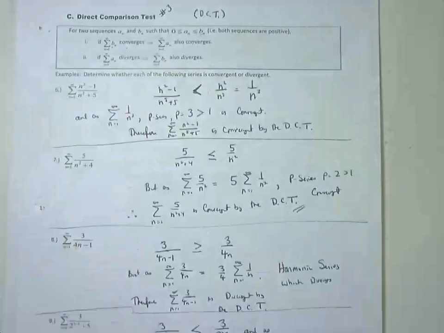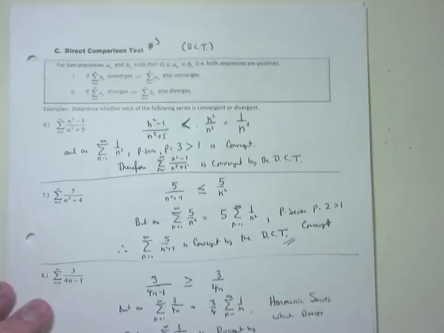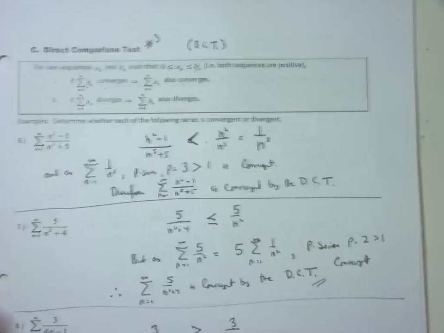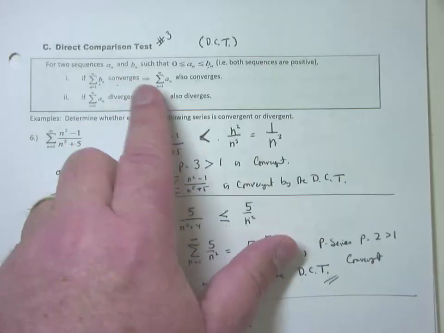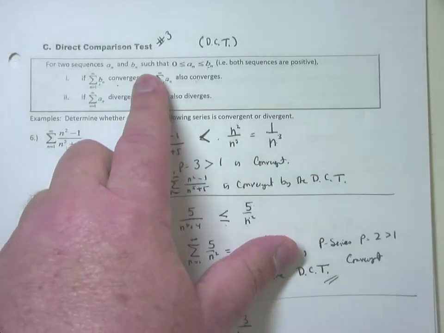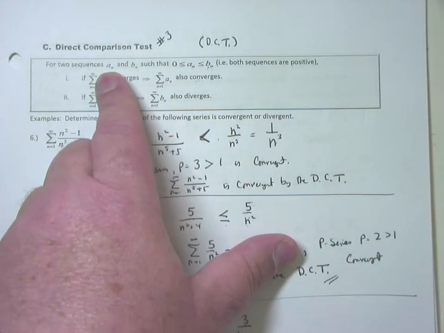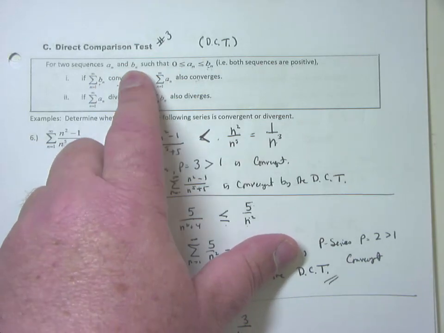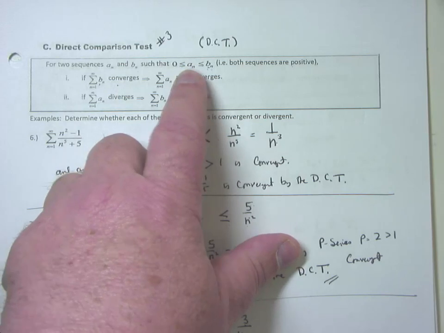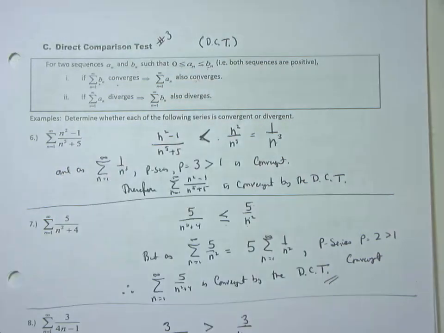All right, so let's pick up where we left off. Last time, we were looking at our third test that we have to memorize, which is the direct comparison test, the DCT. And it basically stated this, just to remind you guys. You got 2 series, and you're focusing on the sequence part of the series. You got the sequence an of a series and the sequence bn of a series, where an is less than or equal to bn. They're both positive, but an is on bottom, bn's on top.